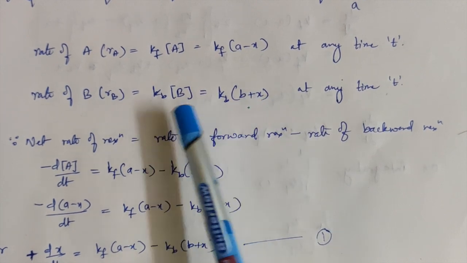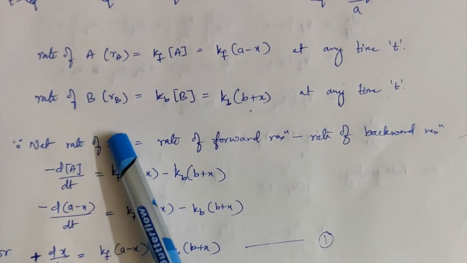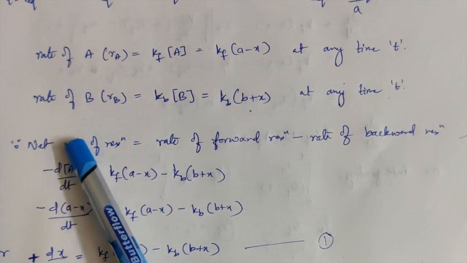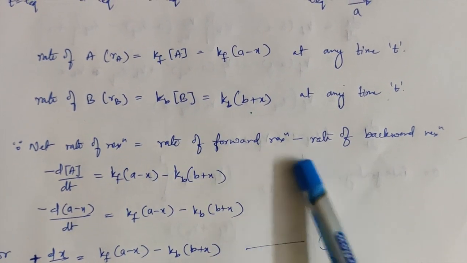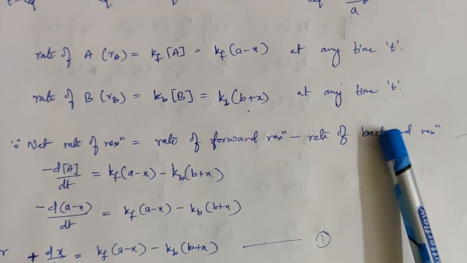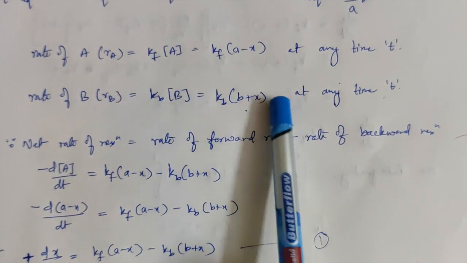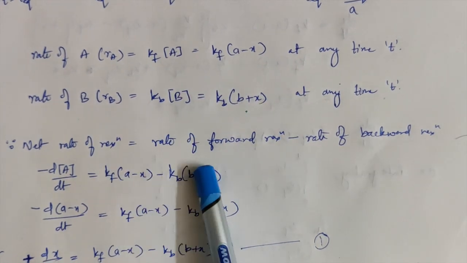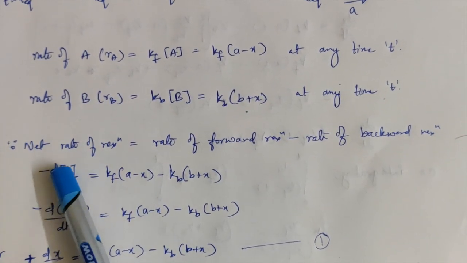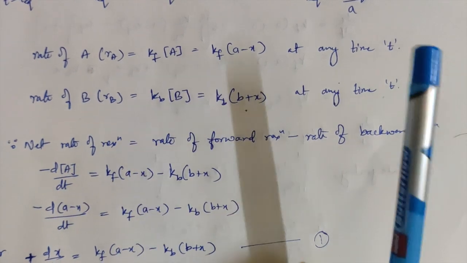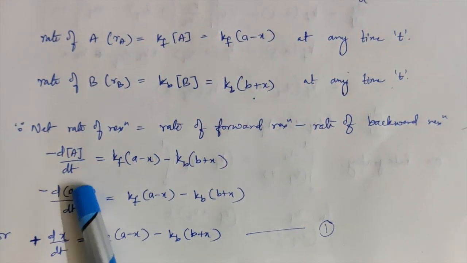into B plus X, right? Now the net rate of reaction will be equal to the rate of forward reaction minus the rate of backward reaction. So you can put both the values from here. This is the rate of forward reaction, this is the rate of backward reaction. You can put the values. Rate of reaction is the negative of the change in concentration of reactant with time. So I have just put the values.